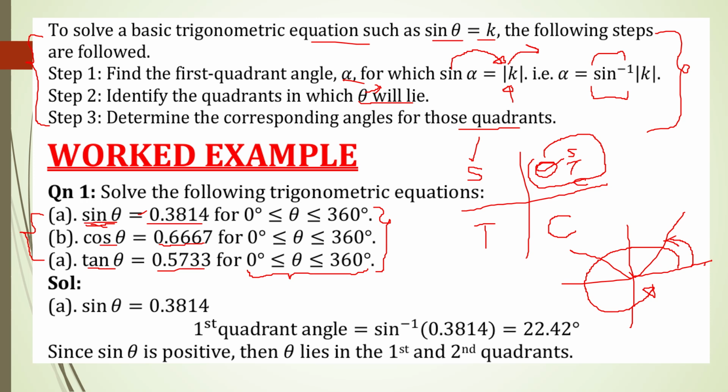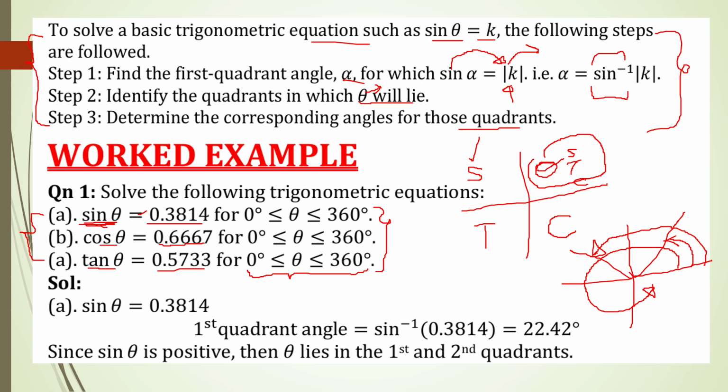Then the other angle is going to be coming from the region where the given trig expression is either positive or negative. But in this case, our sine theta is positive. That means we go to the quadrant where sine is positive, and then we get the second angle. So now let's look at the first solution.